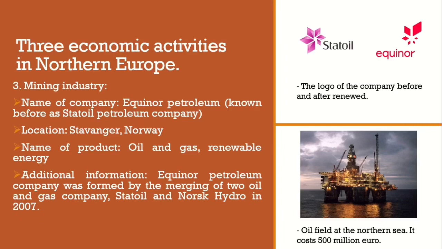Finally, in the mining industry, there's a company called Equinor Petroleum, which was known before as Statoil Petroleum Company. The company is located in Stavanger, Norway, and produces oil and gas, and also renewable energy. So this is the logo of the company. Before it was called Statoil, and after being renewed they call it Equinor.